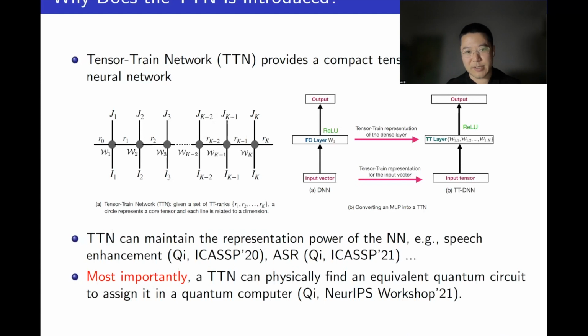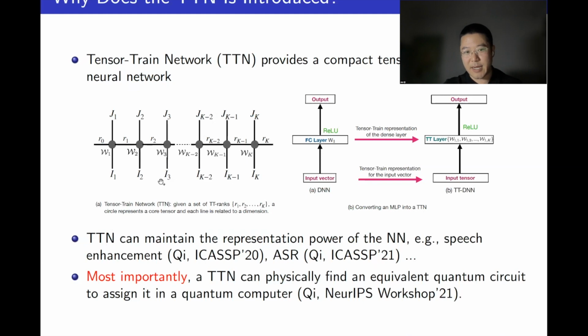Our principle is that the tensor train network provides a compact tensor representation for neural networks. Given a feed-forward network with dense layers, maybe just a two-layer feed-forward neural network, we can simply convert the dense layer into a tensor train layer. Instead of only one two-dimensional matrix, we consider several tensor parameters. The tensor parameters can be trained during the training process, and the input is not a vector but a multi-dimensional tensor. For such an architecture, our speech recognition and speech enhancement tasks show that the tensor train network can maintain the representation power of the classical neural network, from the perspective of empirical study.